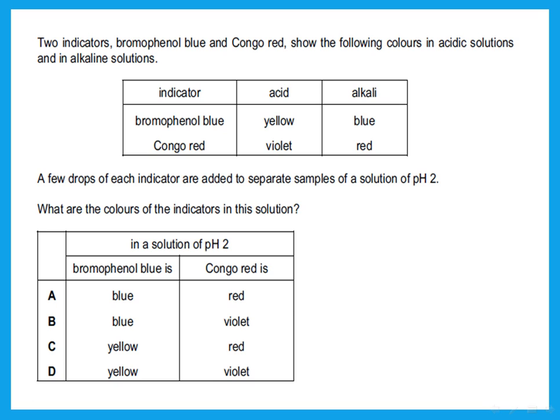A few drops of each indicator are added to separate samples of a solution of pH 2. So I'm going to put a little bit of bromophenol blue, and then in another solution, I'm going to put a little bit of Congo red in separate samples in a solution that has pH 2. You should realize pH 2 means it is acid or alkali? pH 2, low pHs are acid. So that means that if I put bromophenol blue, he tells me in acid it should be yellow. Congo red in acid should be violet. So my answer is D.